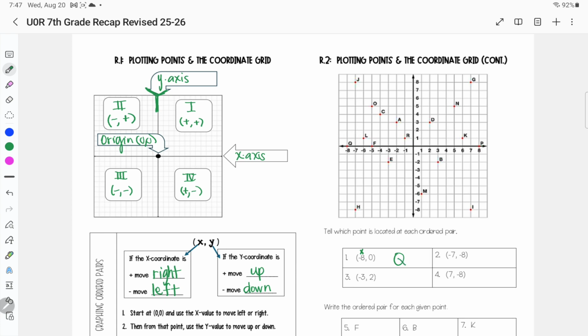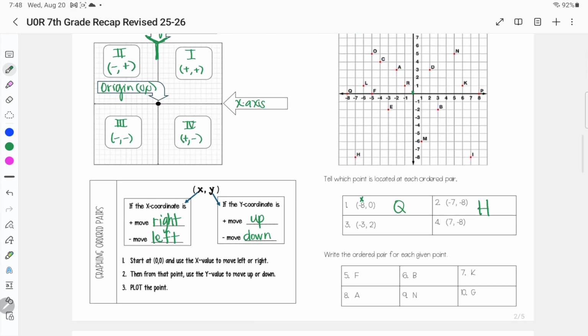Number 2, again, we always go back to our rules right here. Rule number 1 says start at 0, 0. So I start at 0, 0. I look at my X value. It says go to the left 7. So I go to the left 7. And then once I'm there, this number tells me to go up or down. So now it says go down 8. So I'm at negative 7. I go down 8. And that point is H. All right, you're going to try 3 and 4 on your own.